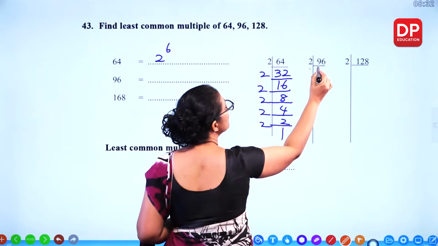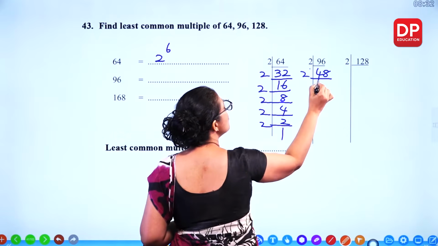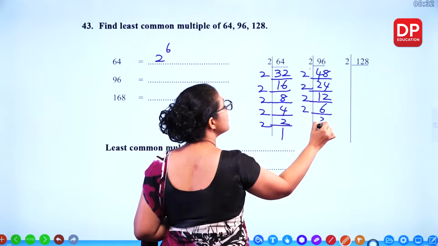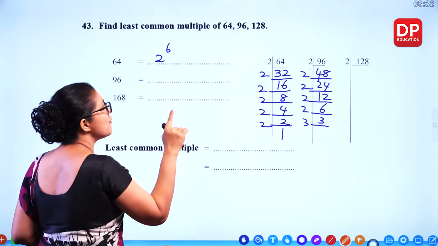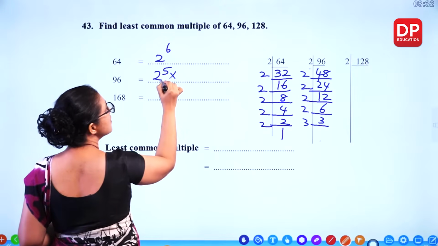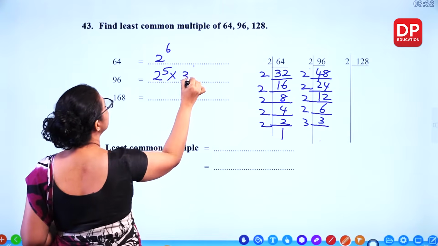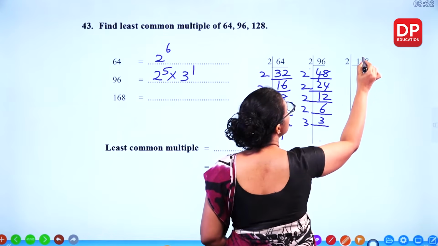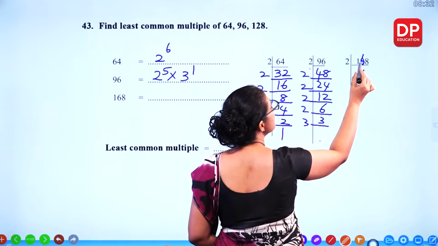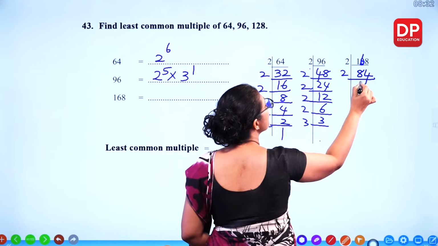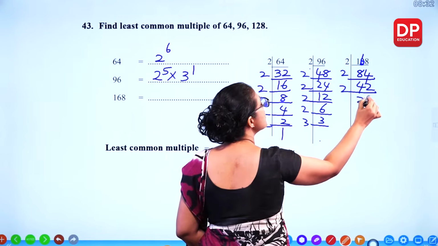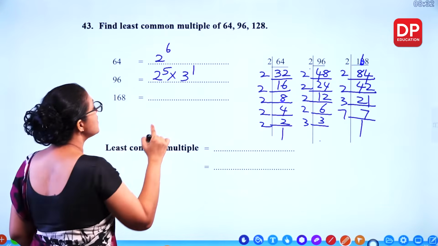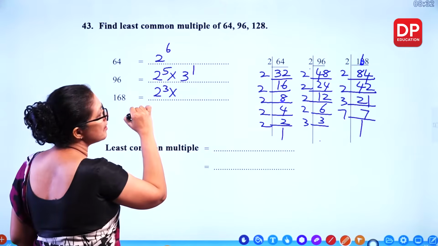96. 48. Divide by 2, 24. Divide by 2, 12, 6, 3, 1. 1, 2, 3, 4, 5. 2 to the power 5 and 3. 128, not 168. 2, 8, 4, 42, 21, 7 and 1. So 2 to the power 3 and 3 and 7.